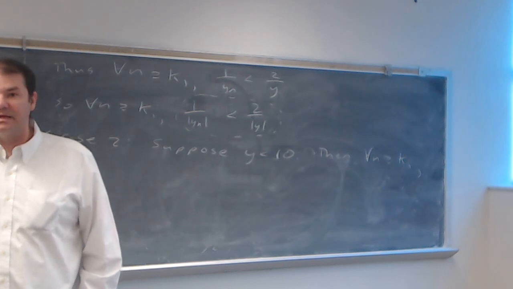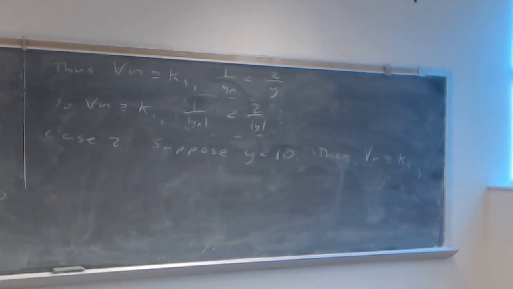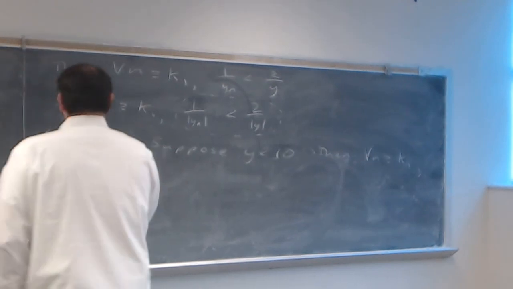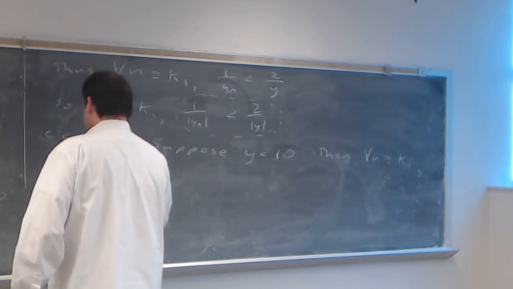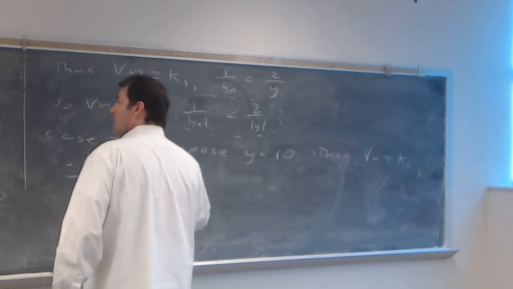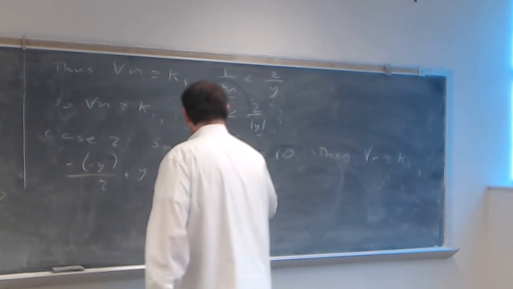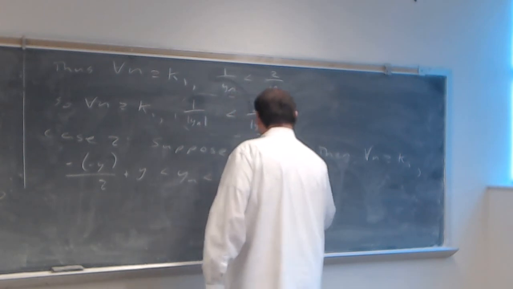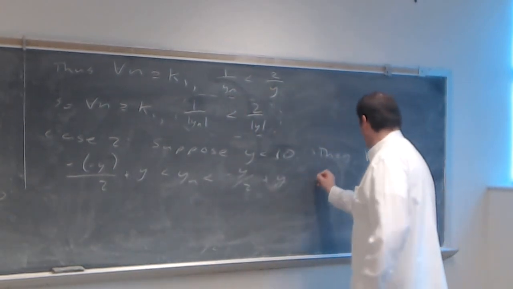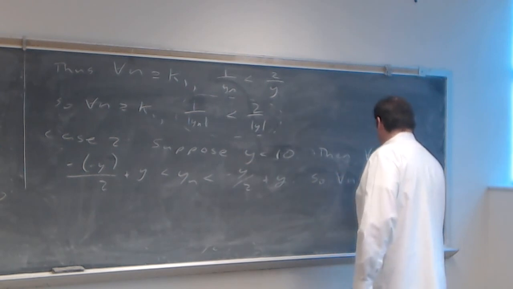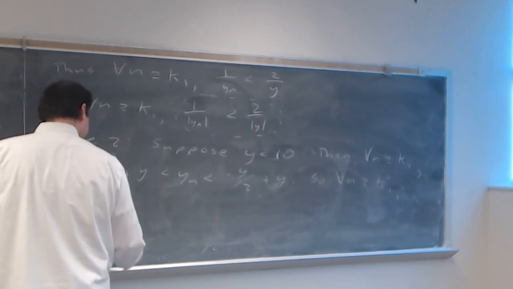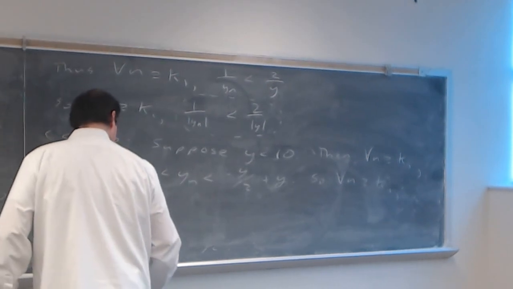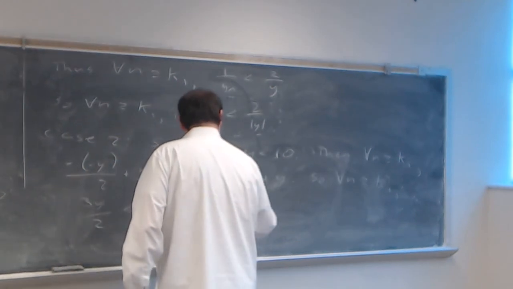So the absolute value of something is either itself or minus itself. It's itself if itself was positive. It's minus itself if itself was negative. So here, rewriting this, I have minus a minus y over 2 plus y less than y sub n is less than minus y over 2 plus y. So for all n bigger than or equal to k sub 1, this is going to be 3y over 2 is less than y sub n is less than, this is just going to be y over 2.